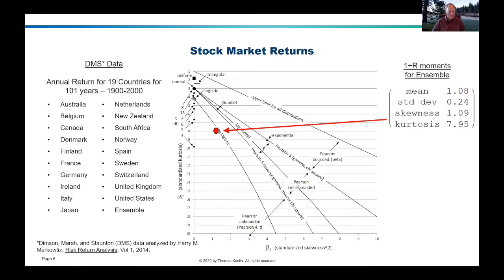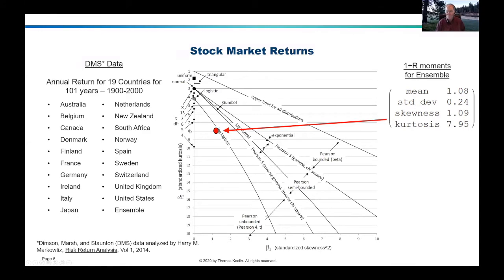But one of the most famous findings in finance, and this was again amplified by Harry Markowitz as well as others, is that there's a large amount of kurtosis. These are relatively fat-tailed distributions that you need to model stock market return data. And in fact, this is the student t-distribution with 5 degrees of freedom here. This is the student t-distribution with 4 degrees of freedom. You can see that the stock market data falls between 4 and 5 degrees of freedom.